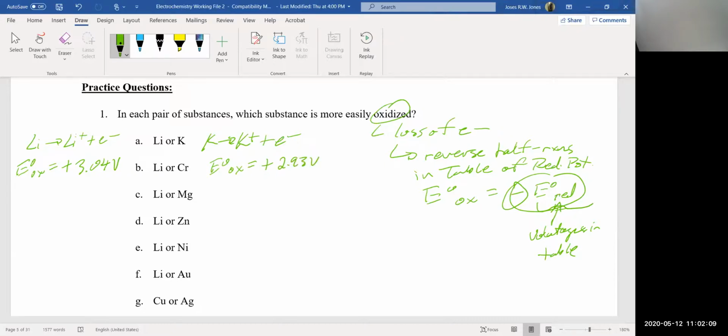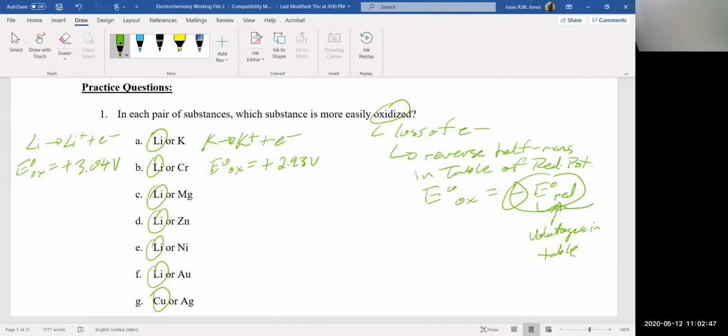Now, which is more easily oxidized? Well, the substance that has the higher positive oxidation potential is more easily oxidized. That process happens more easily. So lithium would be the answer. And in fact, since lithium has the most positive oxidation potential of all of these substances that can be oxidized in your table, lithium is going to be more easily oxidized than any of the others.